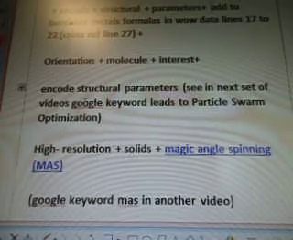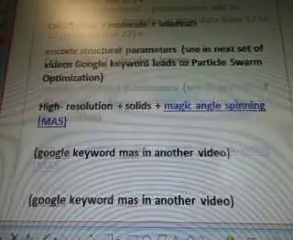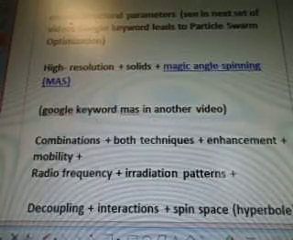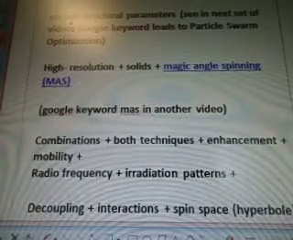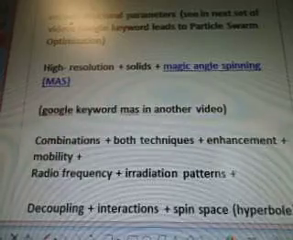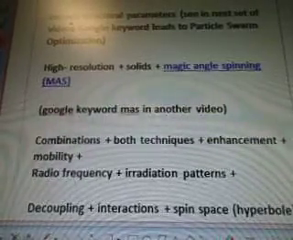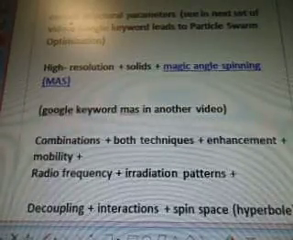Google the keywords leads to particle swarm optimization. High resolution solids, magic angle spinning. These formulas, just so you know, there's at least 20 videos of them, of all the formulas. It just all came together all at once. So I had to divide them out. You can see how long this is, 12 minutes, right?